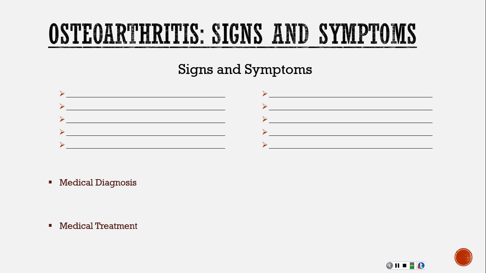All right, signs and symptoms. Some of the signs and symptoms of osteoarthritis, I'm going to give them to you and you've got to write them down. First one, pain. This pain is going to change. Early in the progression of the disease, the joint pain and stiffness diminishes with rest, or after activity and with rest.